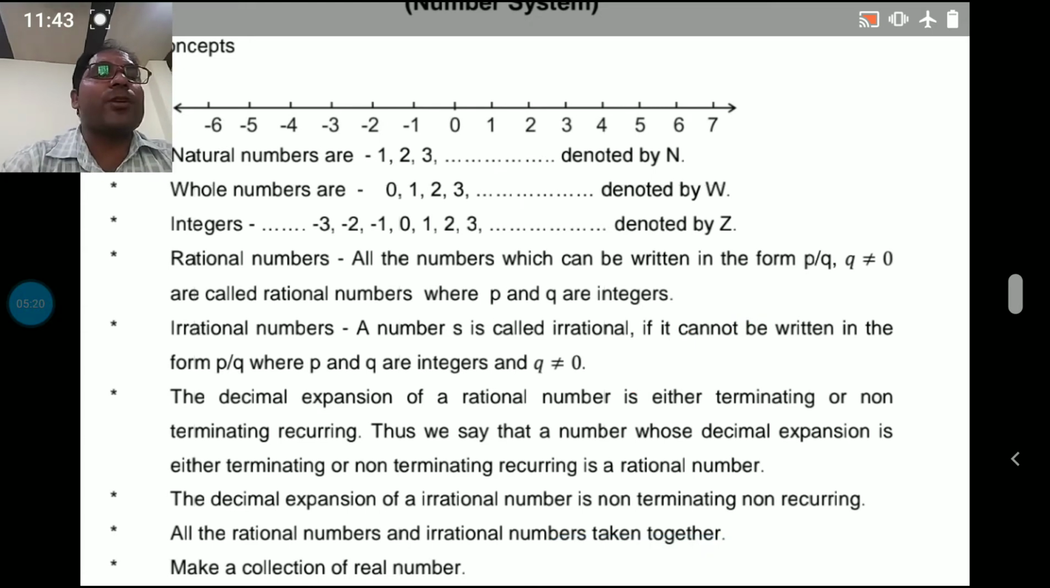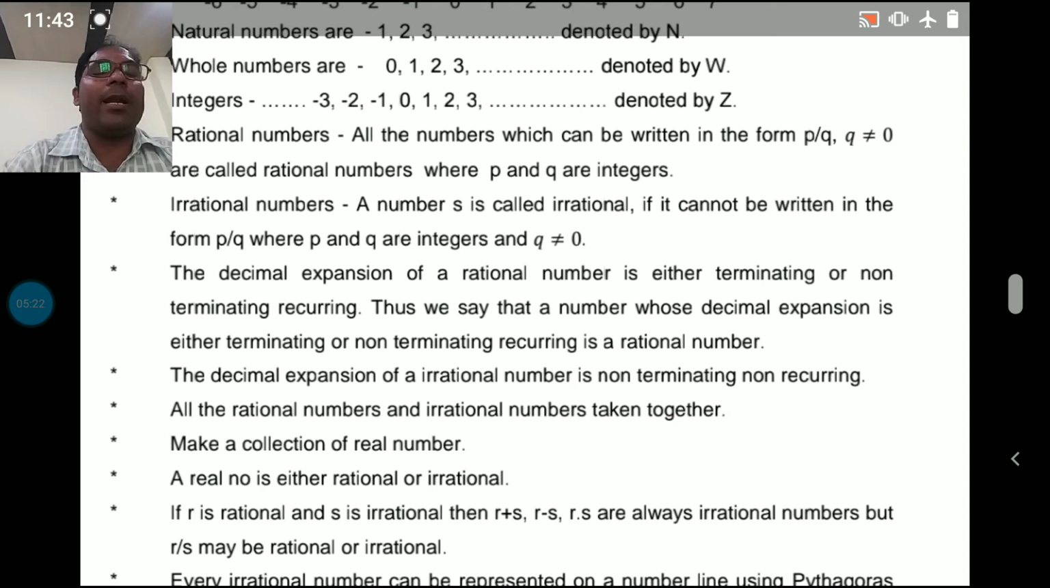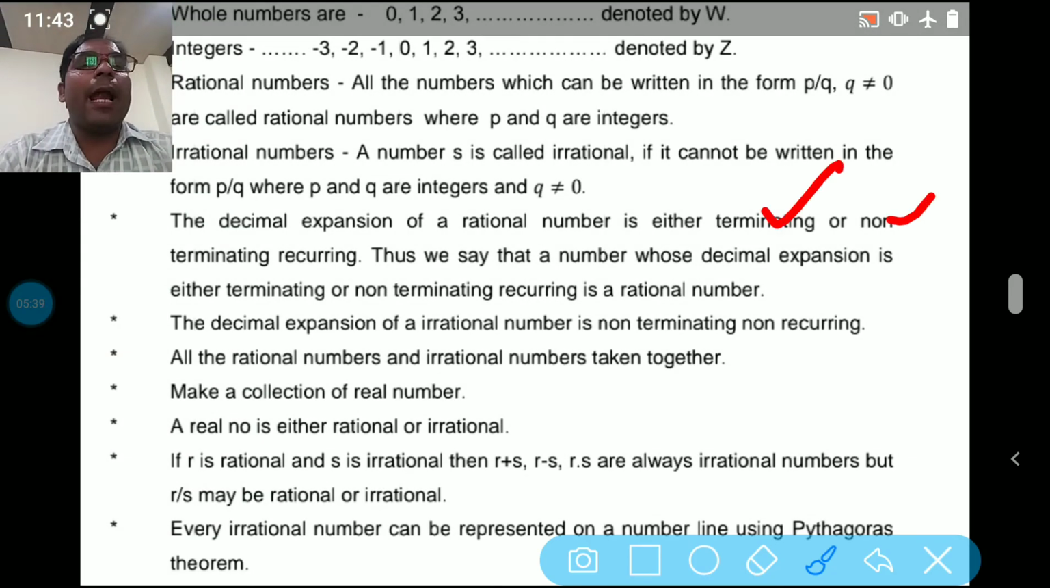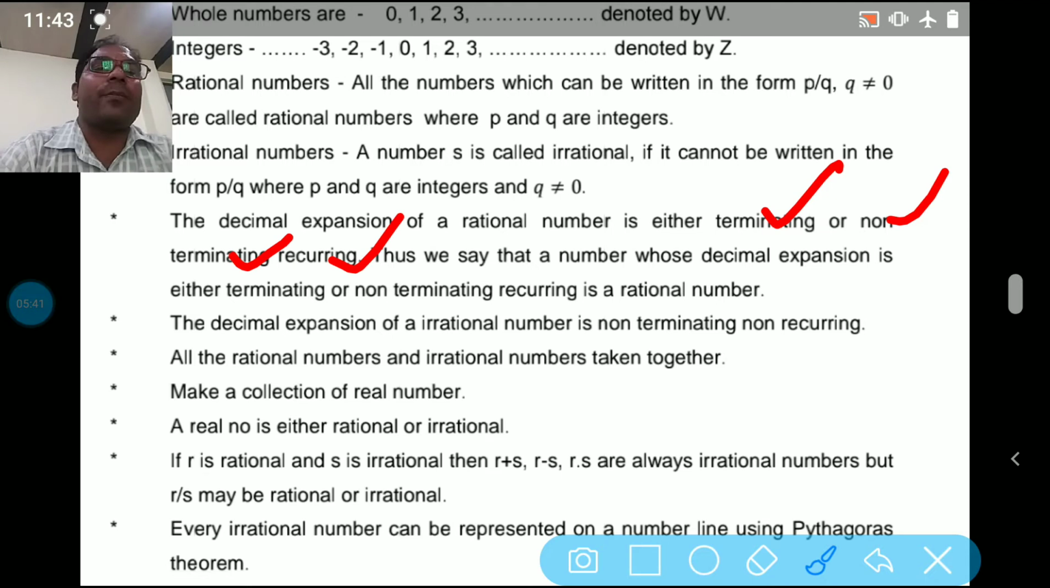Next, the decimal expansion of a rational number is either terminating or non-terminating recurring, meaning repeating. Decimal expansions are of two types: terminating, or non-terminating recurring. Thus we say that a number whose decimal expansion is either terminating or non-terminating recurring is a rational number.